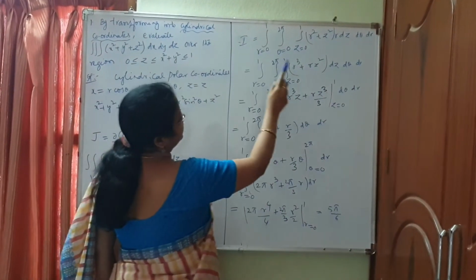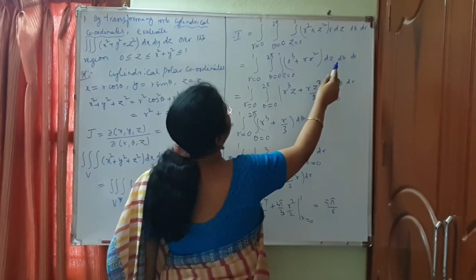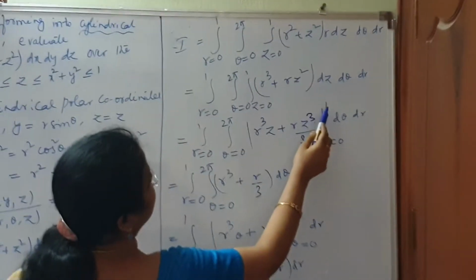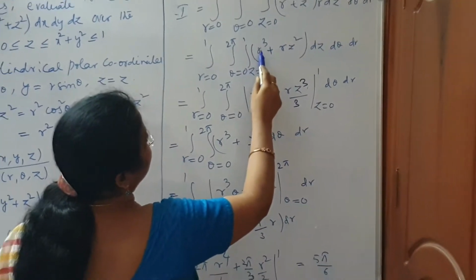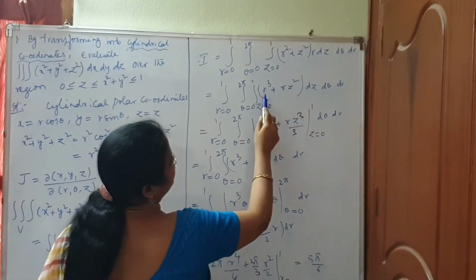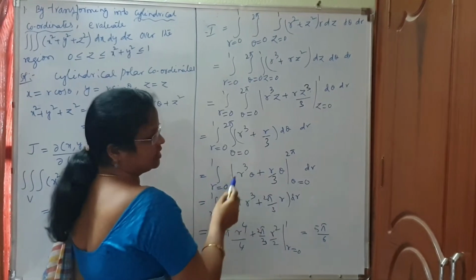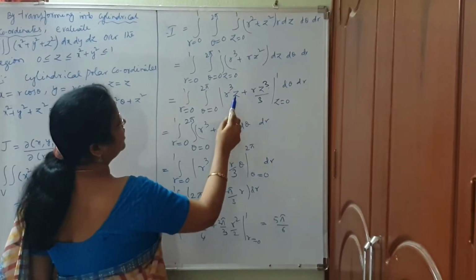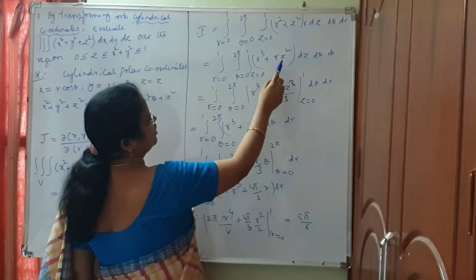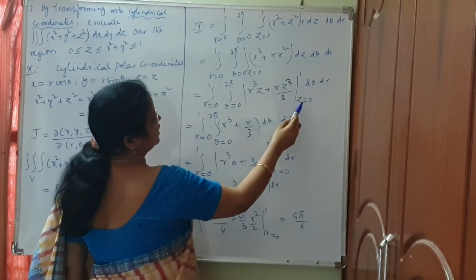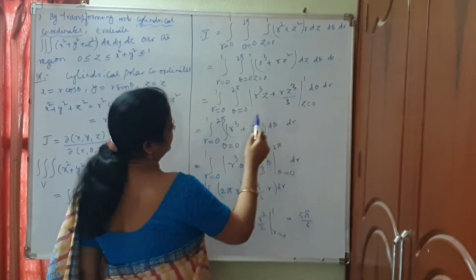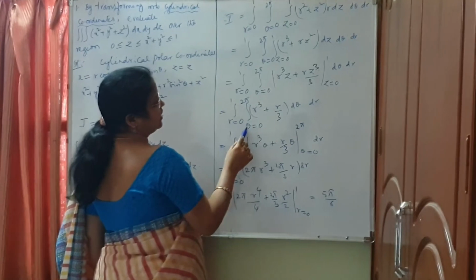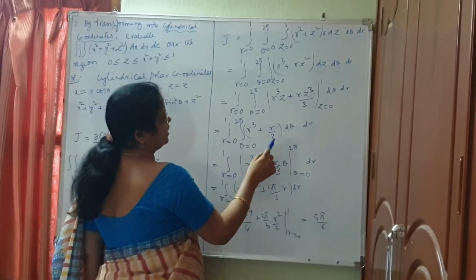And now first we integrate with respect to dz, substituting the limits for z from 0 to 1. When we are integrating with respect to z, we treat r terms as constants. So r cube will be as it is, integral of dz is z, and r kept as it is, integral of z square is z cube by 3, with limits of integration 0 to 1. After substitution we get the double integral over r and theta, r cube plus r by 3, d theta dr.